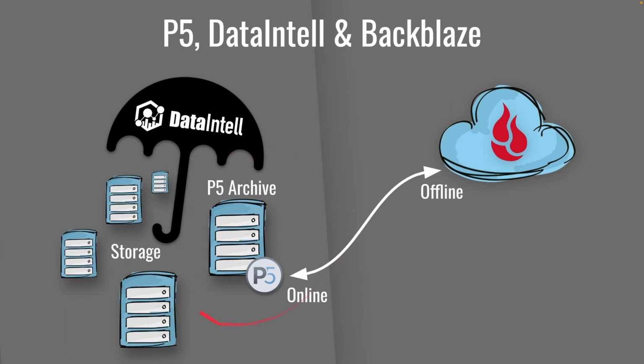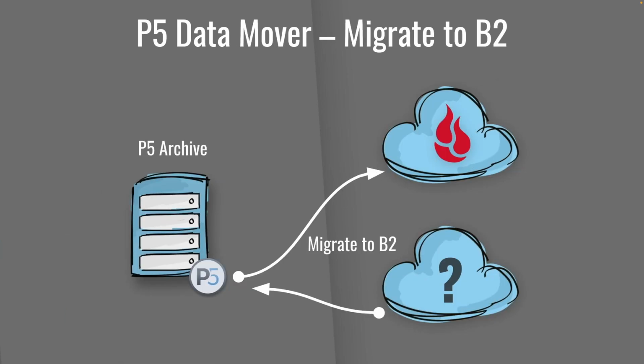With the P5 integration sitting within DataIntell and a P5 archive server, you can then push stuff into your B2 cloud-based archive and restore stuff back. So you can switch between online and offline entirely within the DataIntell interface, and we'll see that in a couple of minutes' time. So the data mover would allow you to do stuff like migrate from another cloud vendor that you may have previously been archiving with and get that stuff into B2.